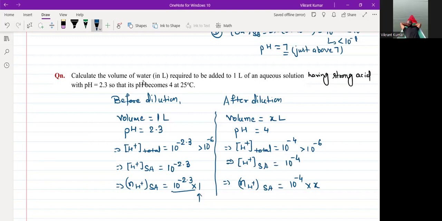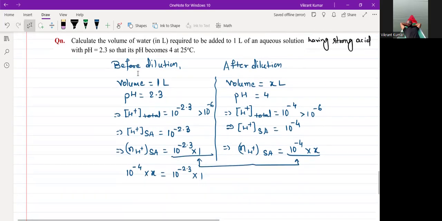These two things are going to be equal. So that's why we are writing that 10 raised to minus 4 into x will be equal to 10 raised to minus 2.3 into 1. With dilution, the moles of solute do not change, and that's why we are writing x will be nothing but 10 raised to minus 2.3 upon 10 raised to minus 4, which can be written as 10 raised to 1.7. Now how to handle that?